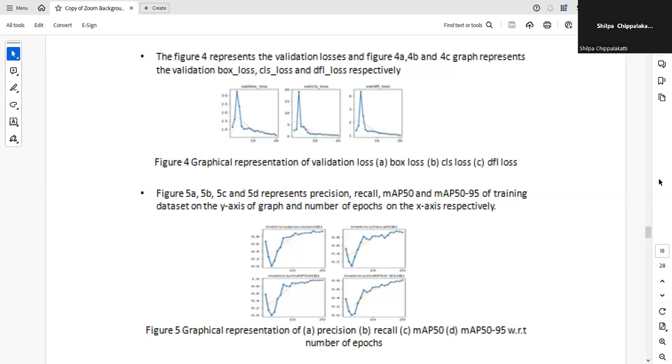So here also in validation, we have 3 losses: box loss, CLS loss, and DFL loss. Figure 5A, B, C, D represents the precision, recall, MAP50 and MAP5095 for the training data set on the y-axis of the graph and the number of epochs on the x-axis of the graph.